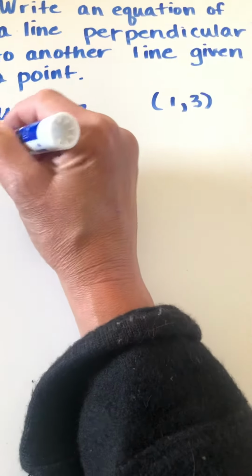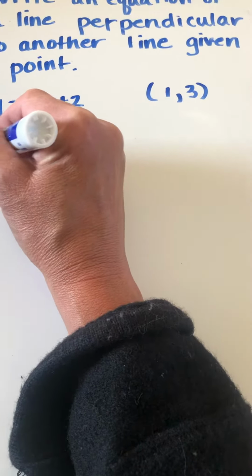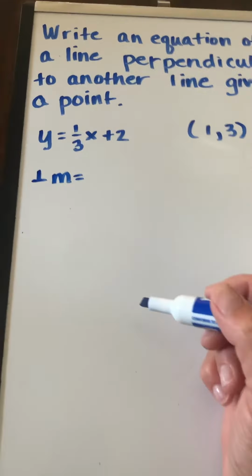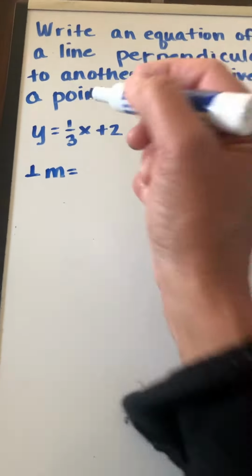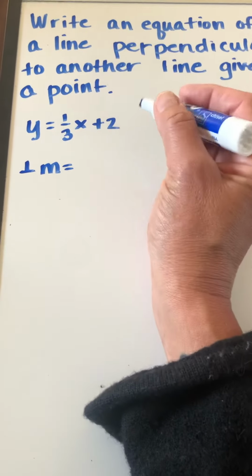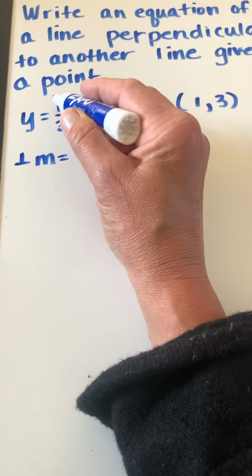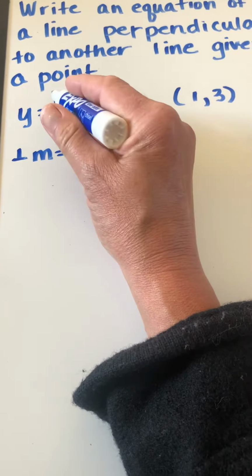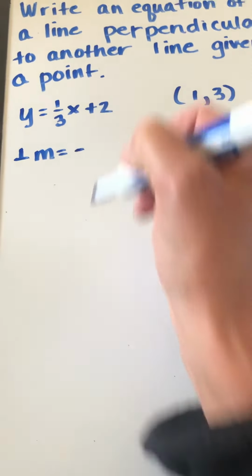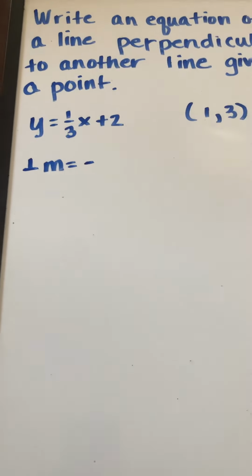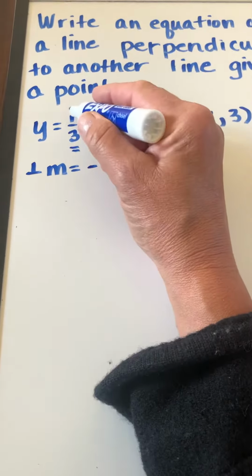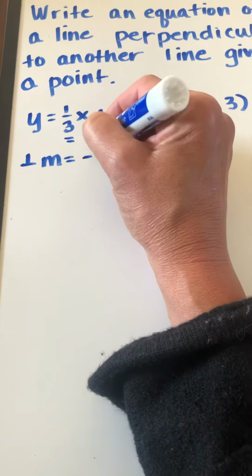And when we write a line that's perpendicular, we find the perpendicular slope. We don't use 1/3 because if we use 1/3, that line would be parallel. Perpendicular slopes have opposite reciprocals. So you take this number. If it was negative, you would use a positive. This is a positive 1/3, so you're going to use a negative. And then the reciprocal means you're going to flip that number that's in front of the x upside down. So instead of 1/3, we're going to use -3.